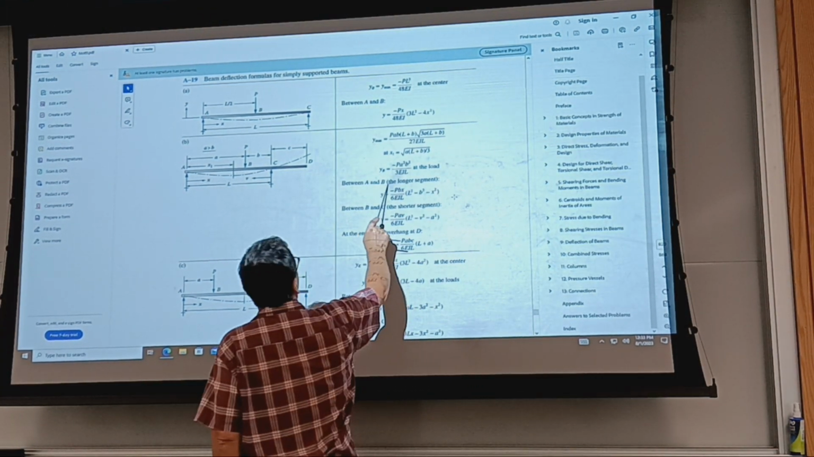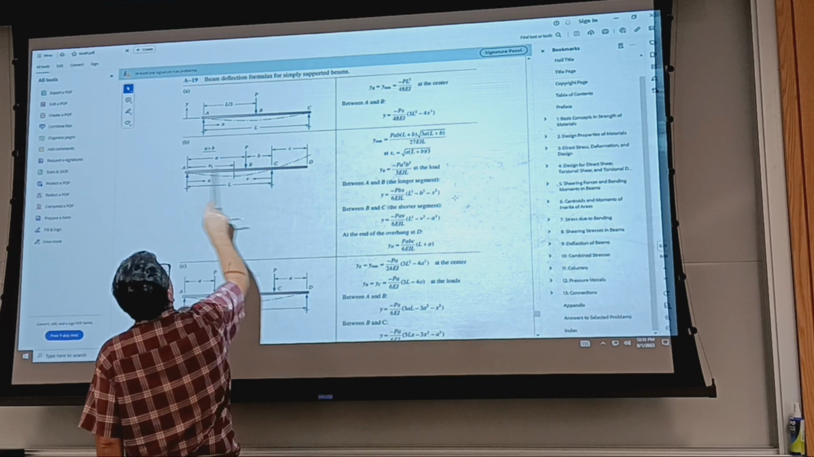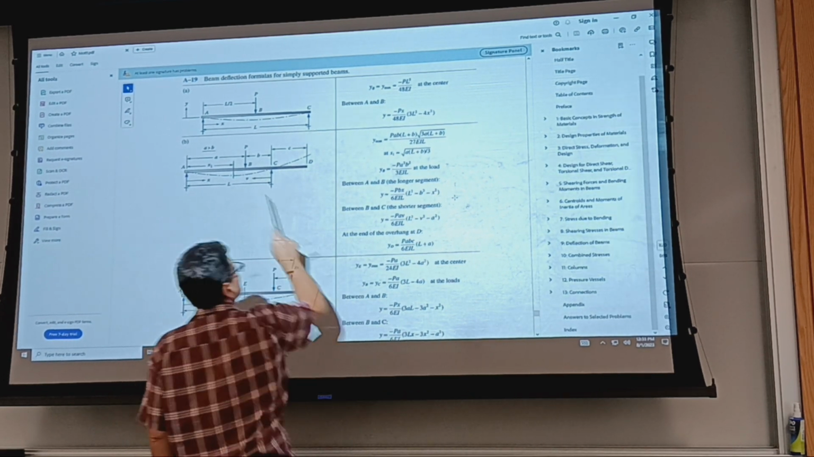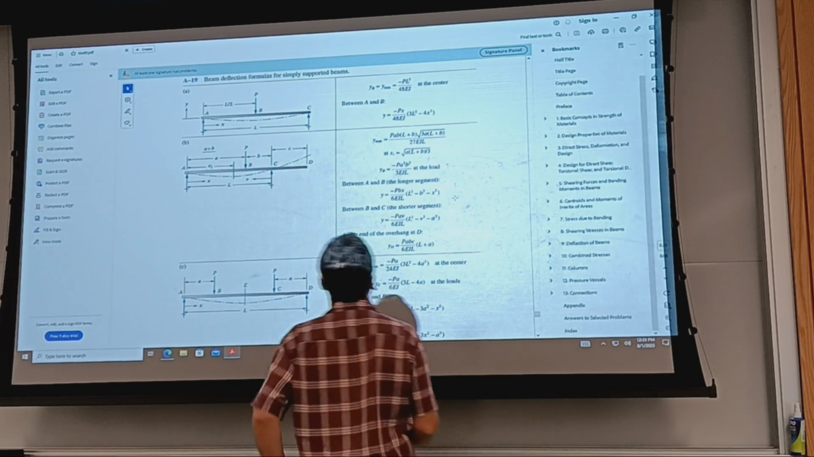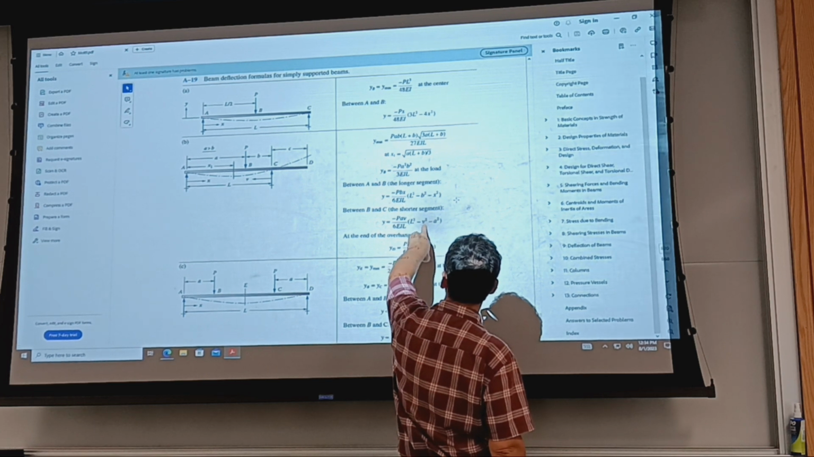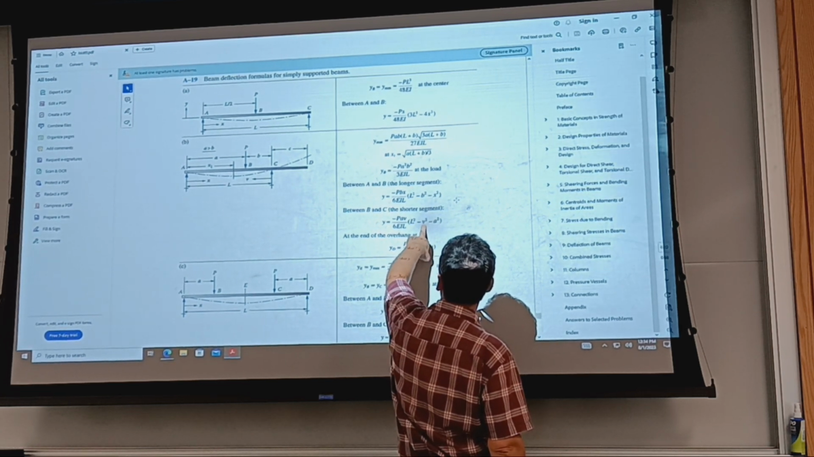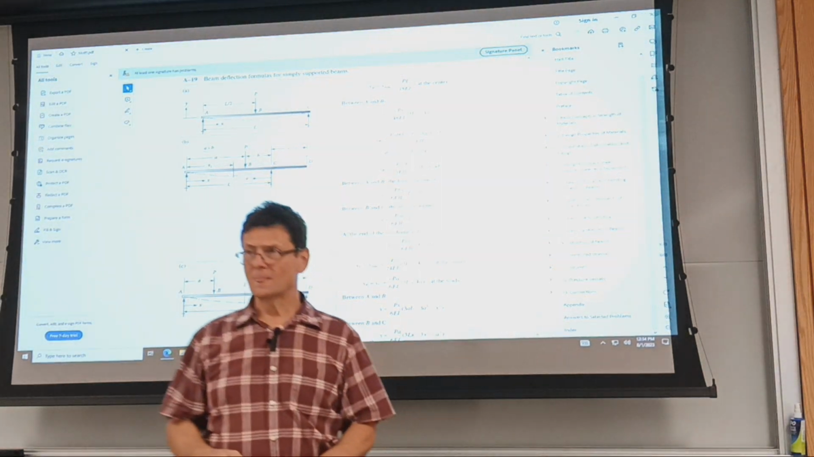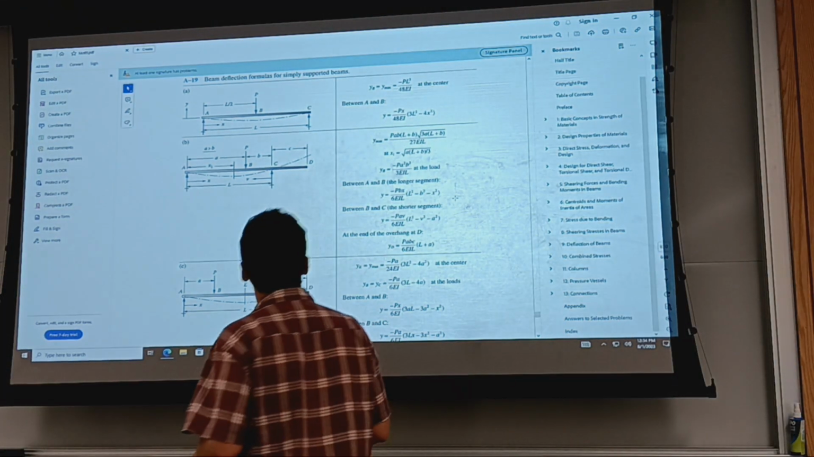And then the equation of the beam. It says between A and B, the longer segment, would be this equation. Between B and C, the short segment would be this one. And note now that I have y as a function of a new variable. So x was changed to this new variable. Does it make sense? So you need to pay attention.